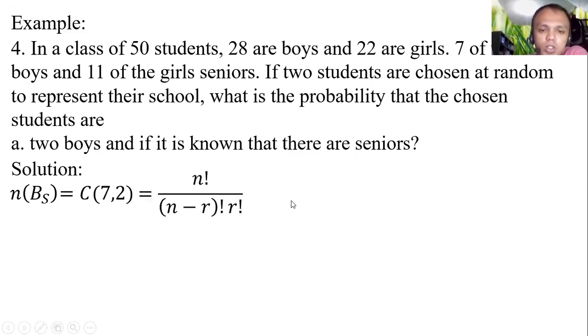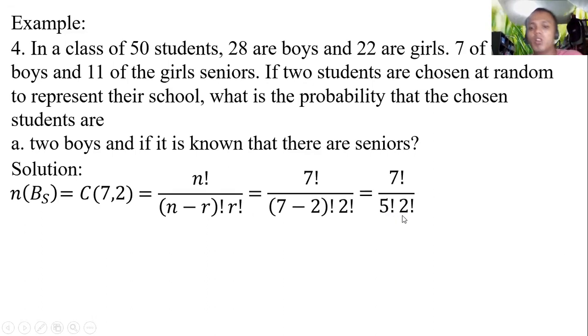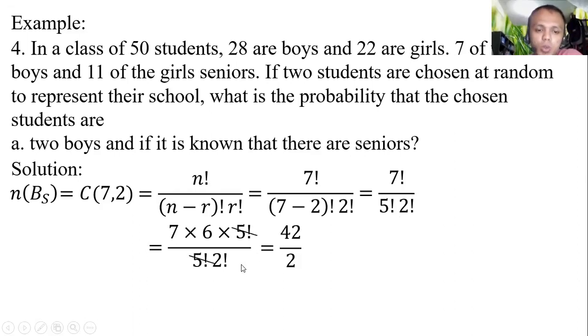Now, substitute, no? Your n to 7, your r to 2. 7 minus 2, we have 5. So we have 7 factorial over 5 factorial times 2 factorial. Then, expand natin, cancel this out. We have 7 times 6 is equal to 42. Then, divide by 2, we have 21. So yung number of events for this B sub S natin is 21.